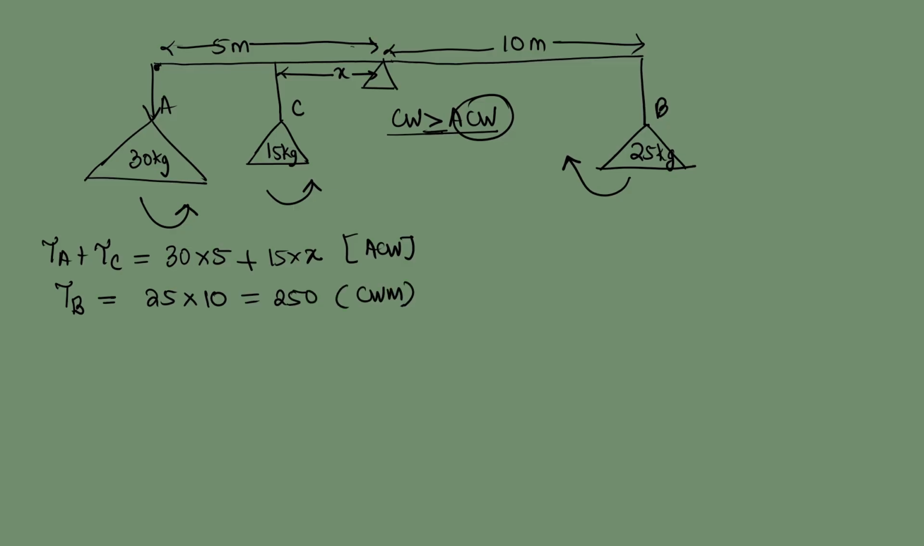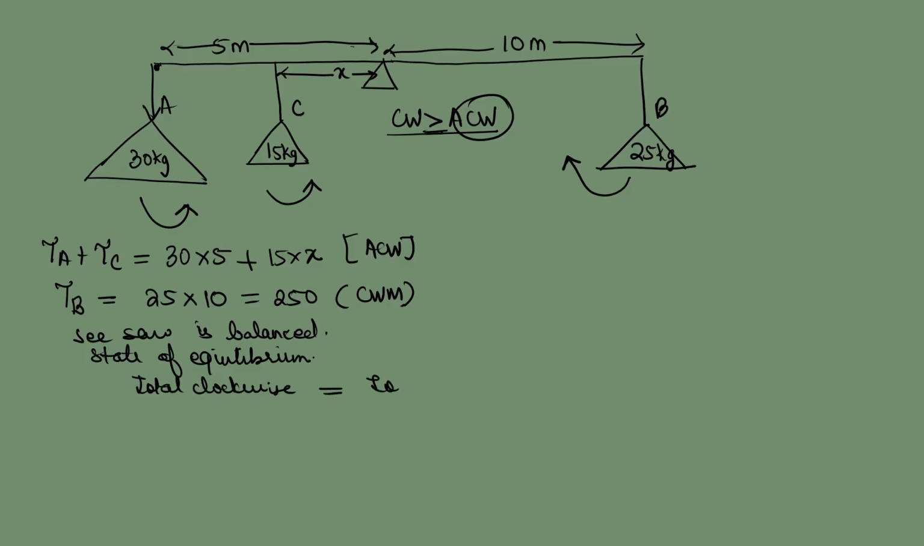This is clockwise moment. So now we said that the seesaw over here is going to be balanced. If the seesaw is balanced, that means we have reached a state of equilibrium. Am I right? What does that mean? That means that total clockwise moment should be equal to total anti-clockwise moment. This is also called the principle of moments. For a body to be balanced, the total clockwise moment is equal to the total anti-clockwise moment. Remember this.